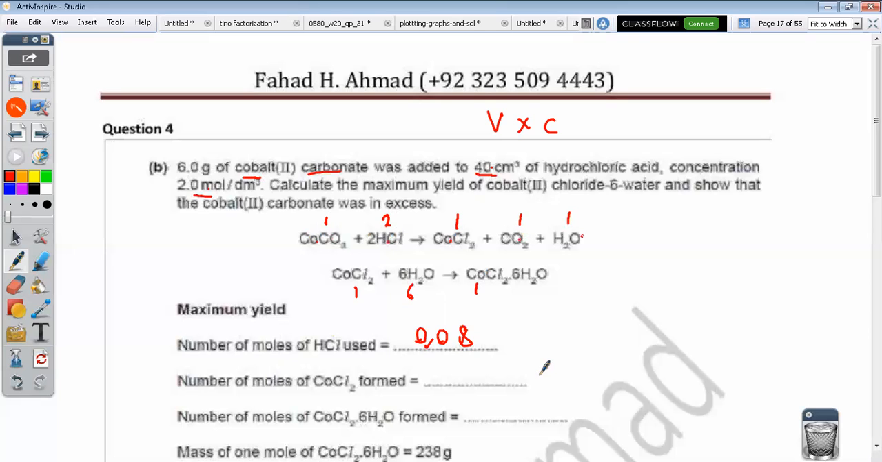These ratios are important because now, when we have calculated the number of moles of one of them, like what we have done here, we now go back to this. So we calculated the acid is 0.08. So how many moles should I be using of the cobalt? Half of that, because it's 2 is to 1. So it's 0.04. It's a half of this from the equation.